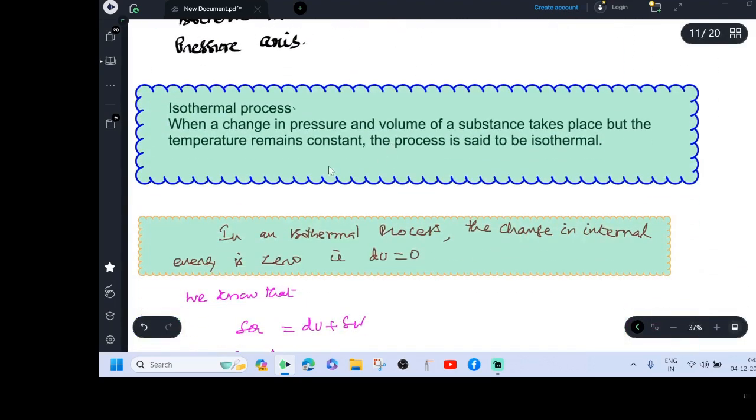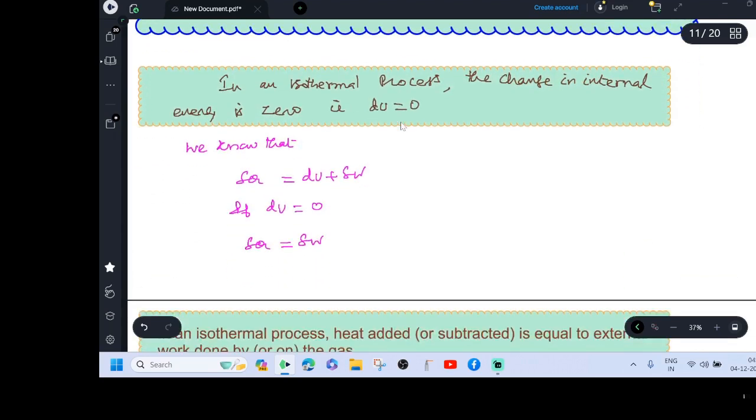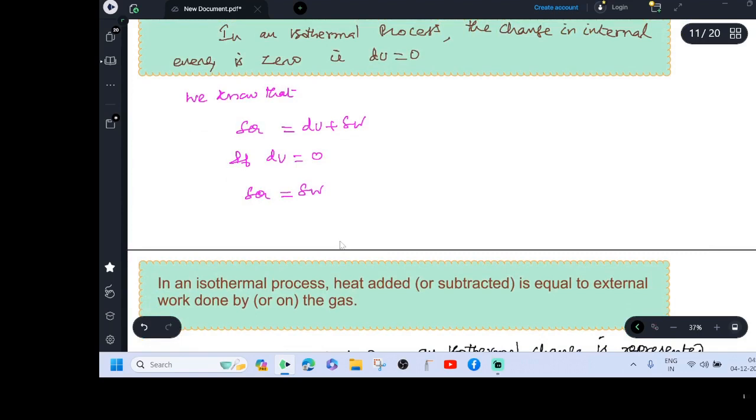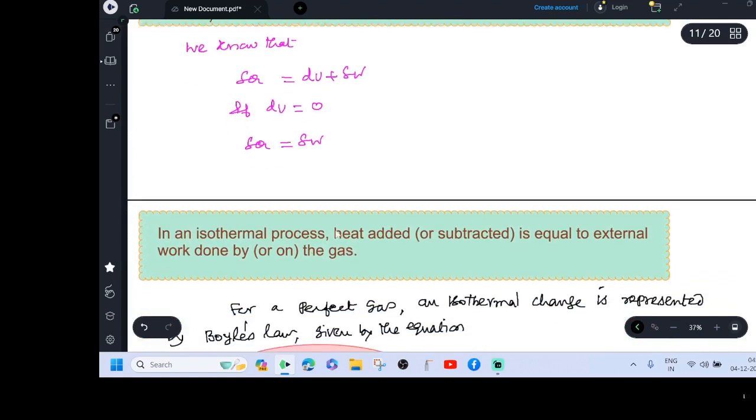Isothermal process. In this process, temperature remains constant. When a change in pressure and volume of a substance takes place but the temperature remains constant, the process is said to be isothermal. In an isothermal process, the change in internal energy is 0. Therefore, del Q equal to dU plus del W. This is the first law. If dU equal to 0, del Q equal to del W. In an isothermal process, heat added or subtracted is equal to external work done by or on the gas.